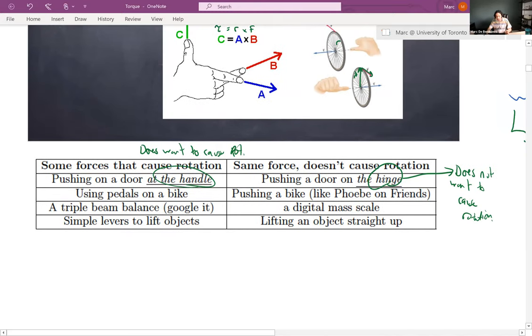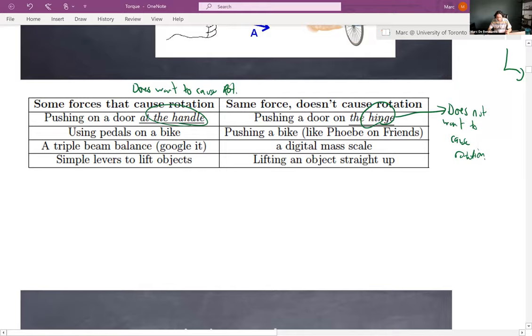The rest of them, I guess, are inconsequential. You can read them if you want.